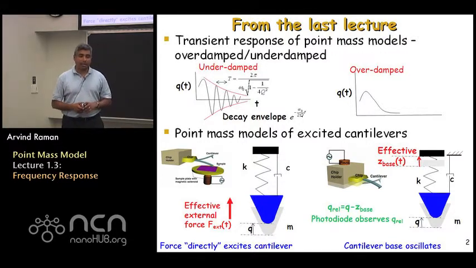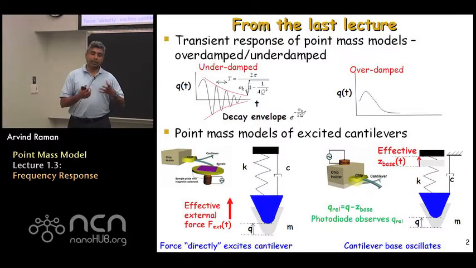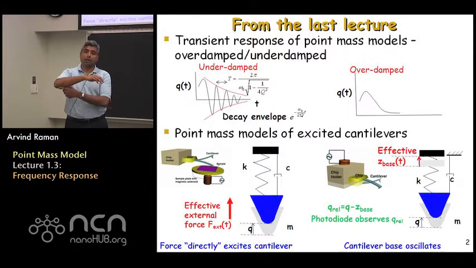And then we moved on in the last class to extending the point mass model to excited cantilevers, and we talked about directly excited systems such as magnetically excited or photothermally excited, where the force is applied on the cantilever directly without moving the base of the cantilever. On the other hand, we had acoustically, inertially or dither-piezo excited cantilevers, where instead of applying a force directly on the cantilever, the base of the cantilever is actually moved up and down.